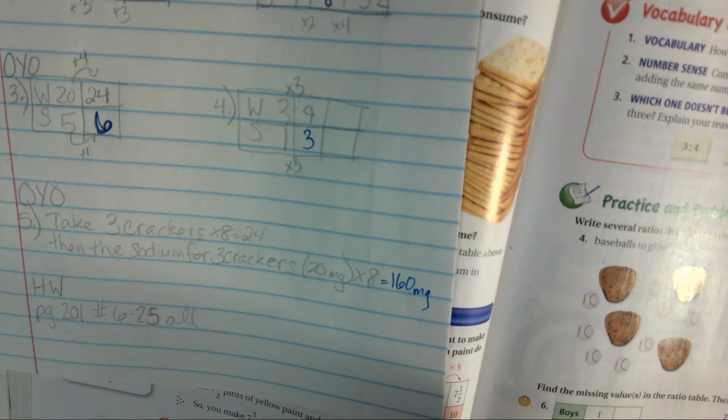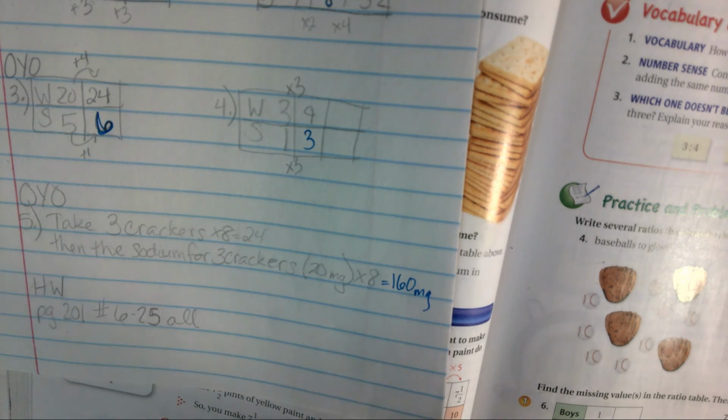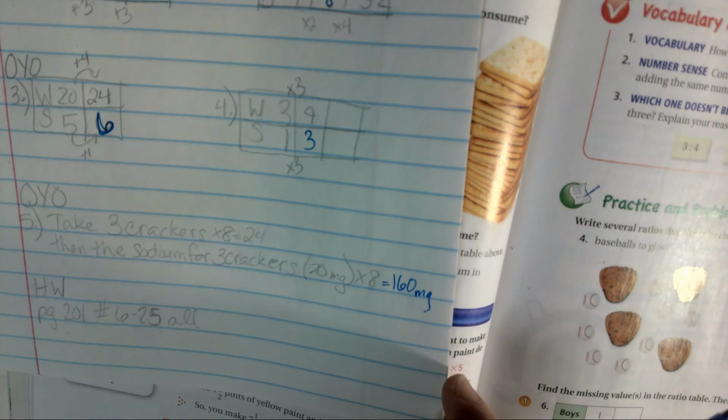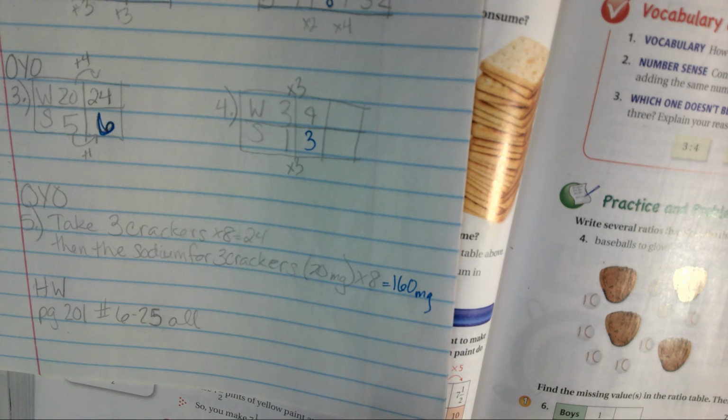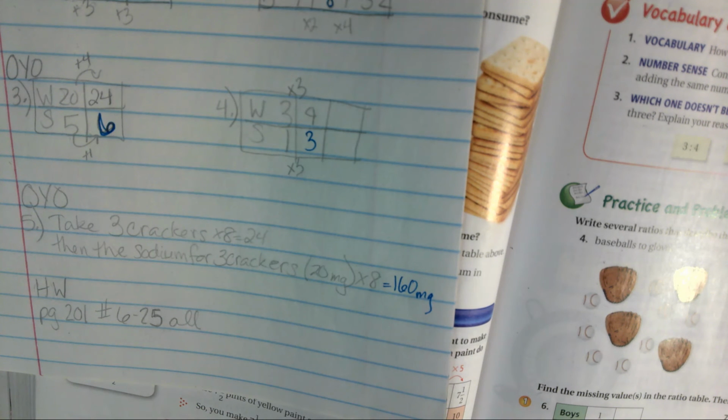All right. Your homework tonight is to do page 201, number 6 through 25, all of them. And I will post a video Thursday morning that goes through all of the answers, just like I did today. I'll post that video, and then you will tell me which ones you got right and how many you got right, and then ask me questions so that I can go over them Thursday in class. Okay? Let me know if you have any questions.